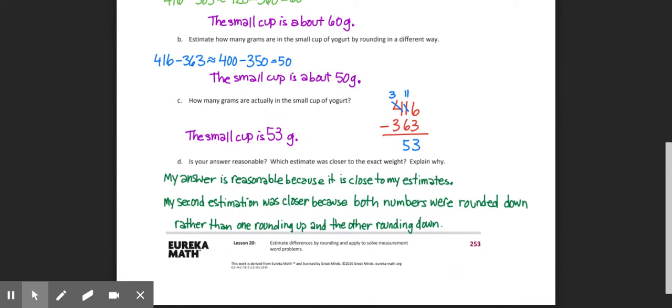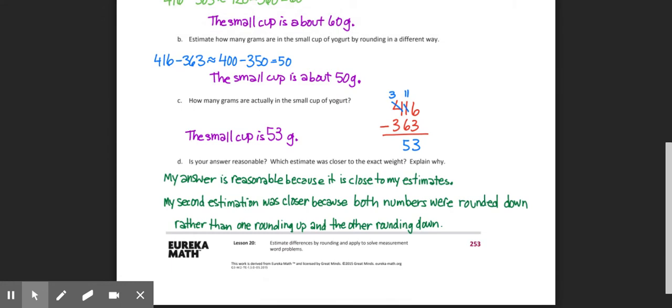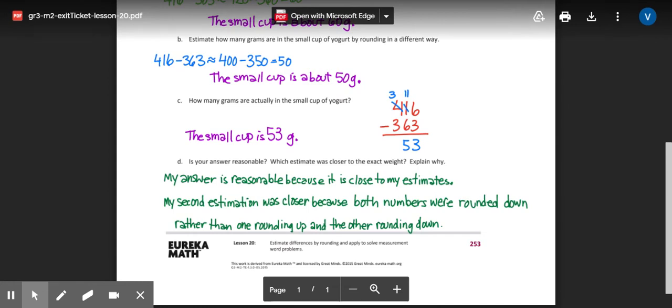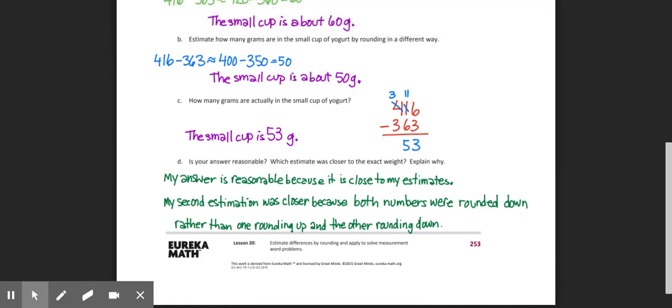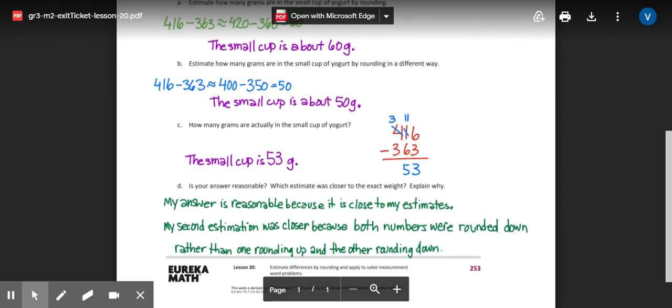So here is the answer. You have to make sure to answer all of these. It says, is your answer reasonable? Which estimate was closer to the exact weight? Explain why. So you need to make sure that you explain everything. So yes, your answer is reasonable because it's close to your estimates. My second estimation was closer because both numbers were rounded down rather than one rounding up and the other rounding down. If it was 0, you would say the first one was closer because it was 60 grams.